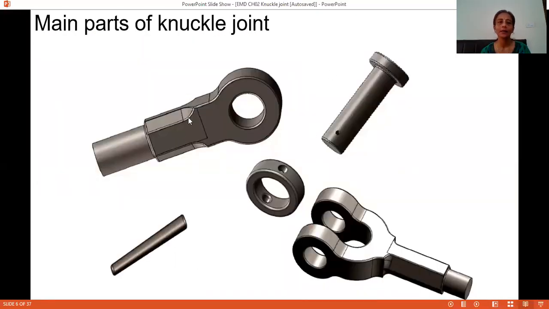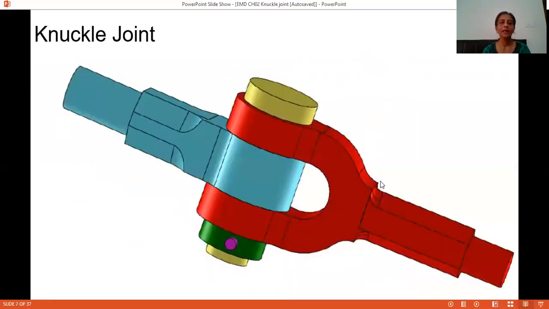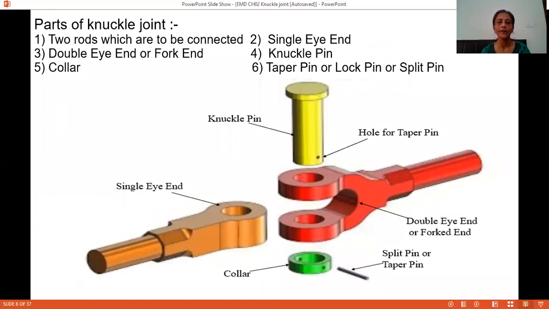How it looks like. So these are the main parts of the knuckle joint. In assembled condition it looks this way. So now one by one we will see all parts of the knuckle joint. Here you can see this one is a single eye end and this is a double eye end or a forked end. These are two rods which are to be joined. This is a knuckle pin with pin head. Here is a collar and this is the taper pin.